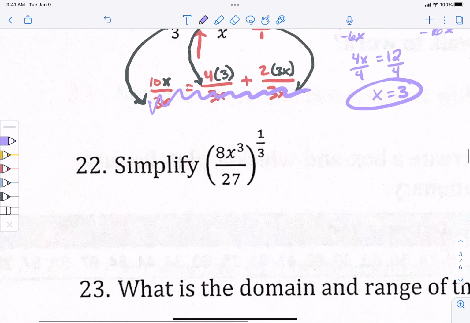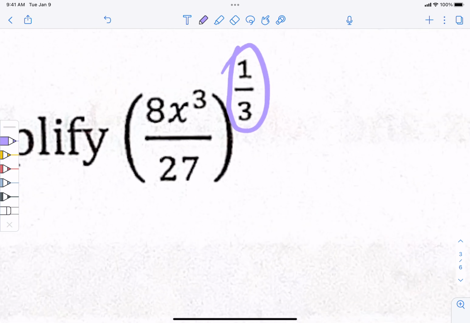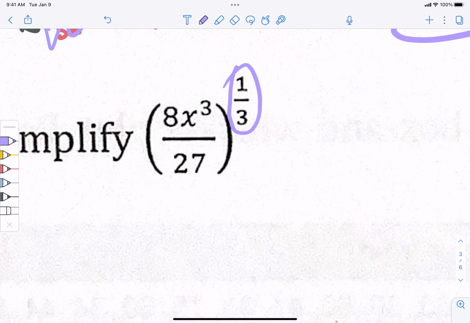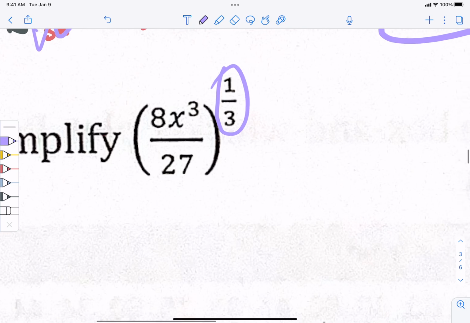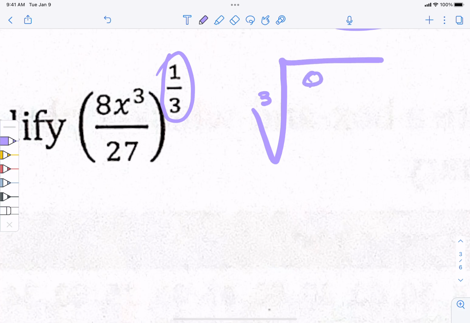Okay, good? All right, 22 is a little complicated because it has this thing right here. What does the 1/3 power mean? Do you remember? That means the cubic root. So we're taking the cubic root of all of that stuff, right? 8x to the 3rd over 27. And then we just do each part individually.